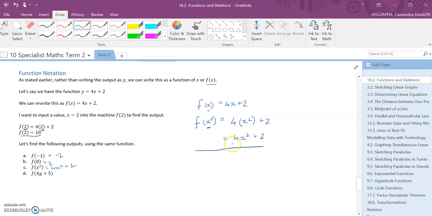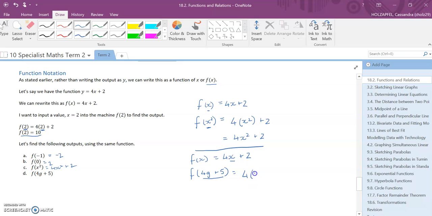Okay, so it's a little bit trickier, a little bit different than what we're used to seeing. All right, let's try this last one now. Again, we're just going to start off with our formula. So formula, substitute, answer. So 4x plus 2. And this time for x, we're going to substitute in 4g plus 5. Remember, every single thing that's in this bracket here, we're going to substitute in, and again, we're going to use brackets. We're going to substitute it in for x.